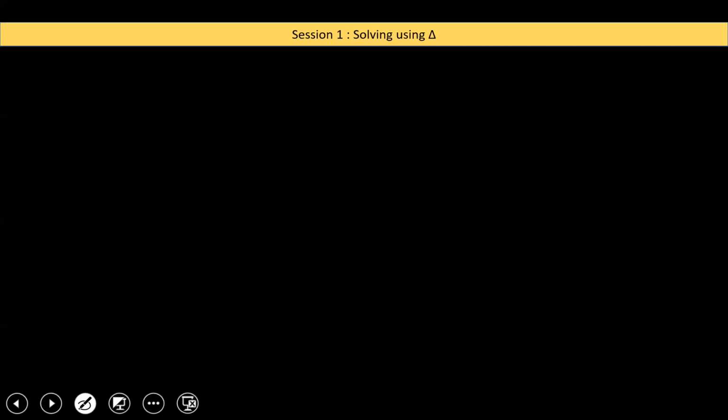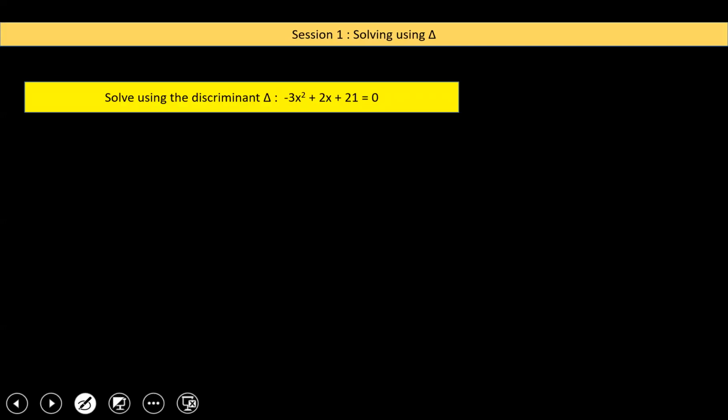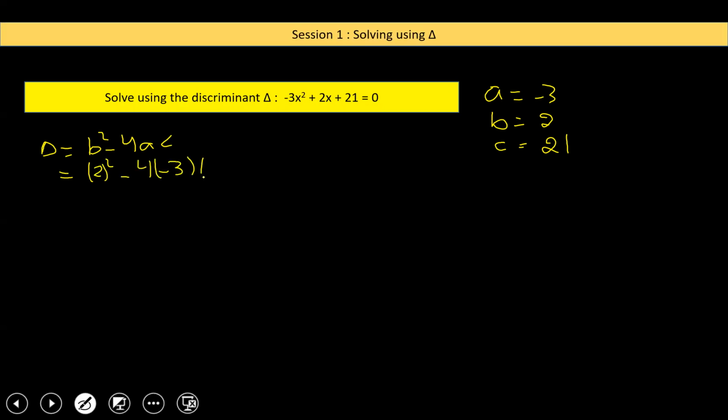Another example, minus 3x squared plus 2x plus 21. A is minus 3, B is 2, C is 21. What is delta? B squared minus 4AC. That is 2 squared minus, pay attention for A now. Here we have 4 into A, which is minus 3 into 21. Here we get 4 plus 12 times 21, which is 252. And so the answer is 256, which is positive.